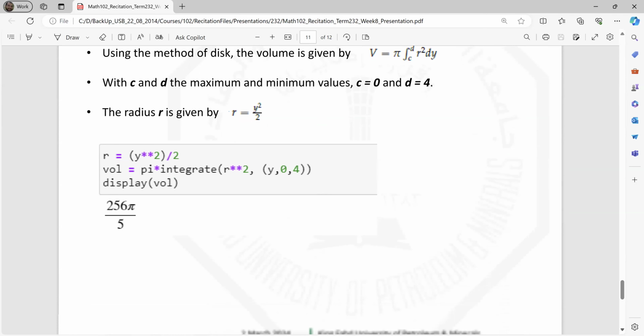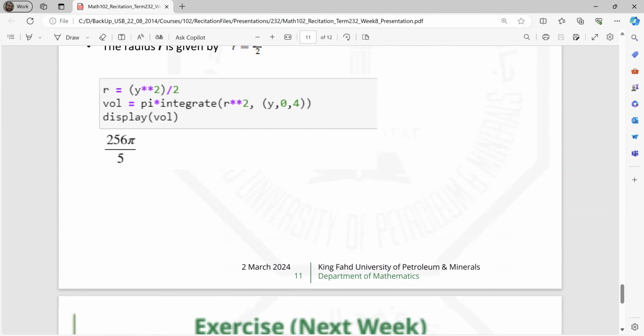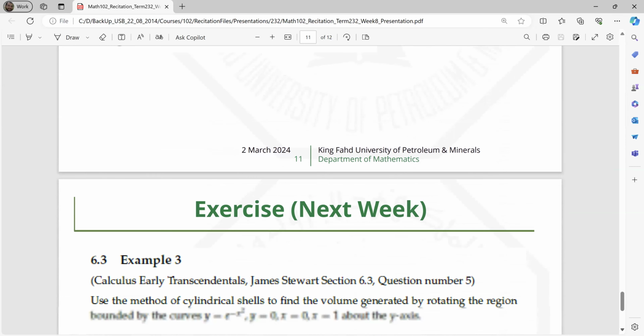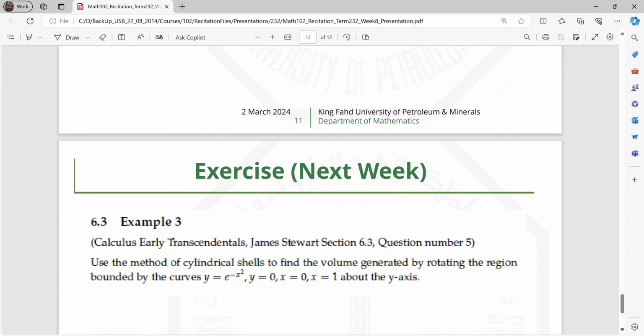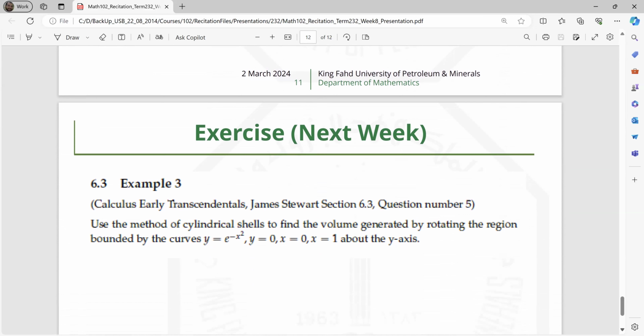So for next week's presentation, we have this example where we are asked to use the method of cylindrical shells to find the volume generated by rotating the region bounded by the curves y equals e to the power minus x squared, y equals 0, x equals 0, x equals 1 about the y-axis. So here it is for the week 8 presentation, a short presentation, and we'll continue with week 9.